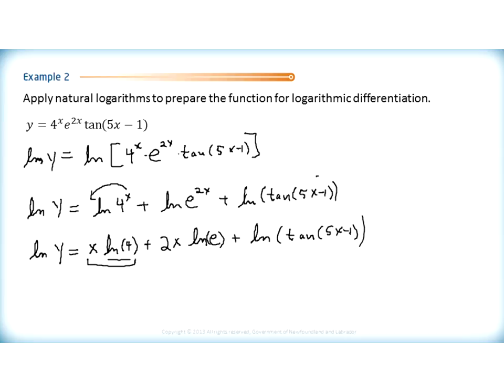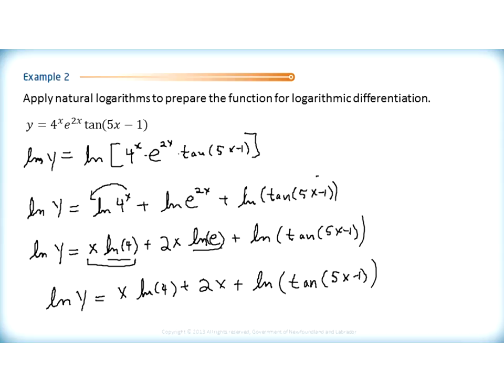So we're going to call this ln of y equals x times the ln of 4 plus ln of e, of course, is just 1, so this term is just 2x. That's two linear functions is all I have there. Super simple to differentiate. Plus ln of tan. Now that one I'm still going to have to attack with the chain rule, but at least that's the only one I'm going to have to use the chain rule on here. Everything else is way simplified.